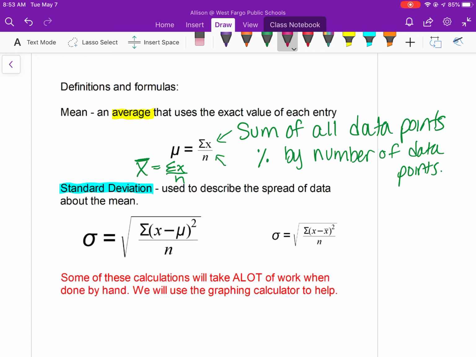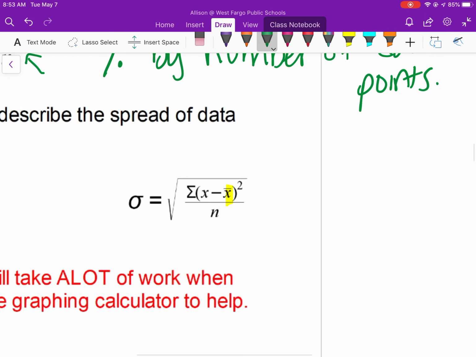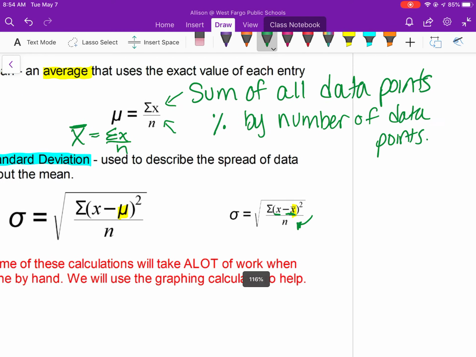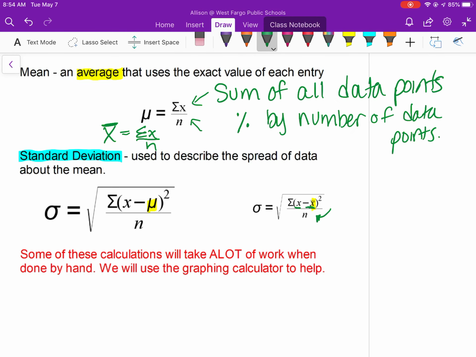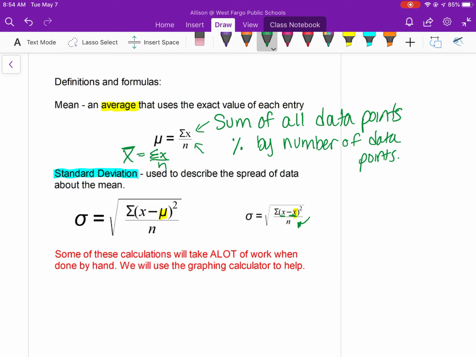Here's the formula that we use. You might see it with the mu or the X bar. But basically, what this says is that you find the difference between all of the X's and the average, then you square those differences, divide by the total number of n's, and then take the square root. So we're going to do one by hand, but these calculations take a lot of work, especially if you have more than 10 data points. So we'll use the graphing calculator mostly to find the standard deviation, but I'm going to show you how to do it one time at least by hand.